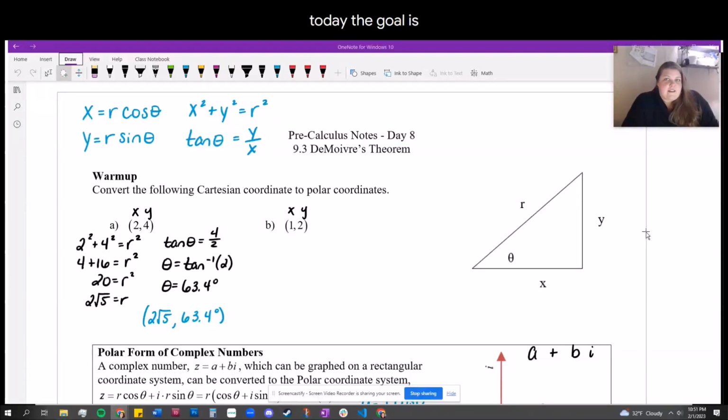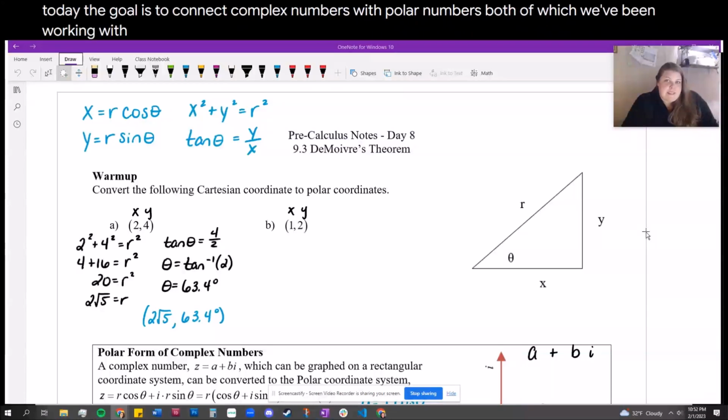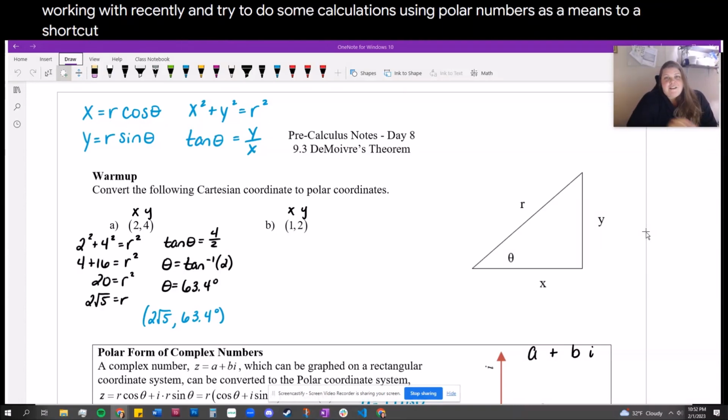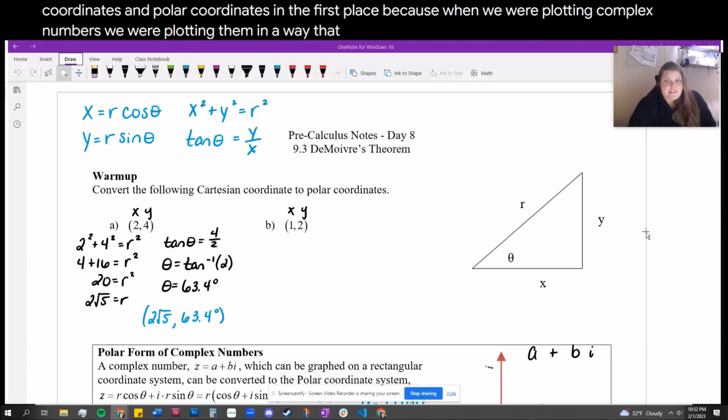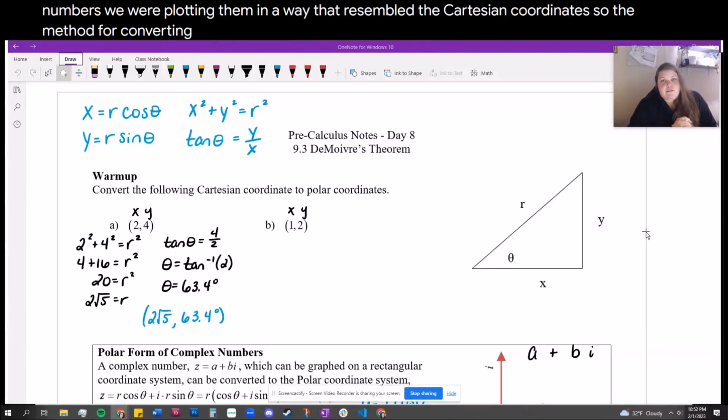Today, the goal is to connect complex numbers with polar numbers, both of which we've been working with recently, and try to do some calculations using polar numbers as a means to a shortcut. So to begin, we actually need to review the relationship between rectangular coordinates and polar coordinates in the first place, because when we were plotting complex numbers, we were plotting them in a way that resembled the Cartesian coordinates. So the method for converting between the two systems is going to be nearly identical.